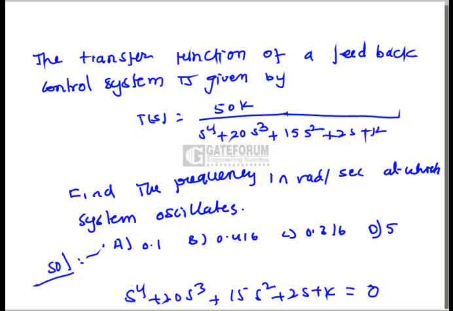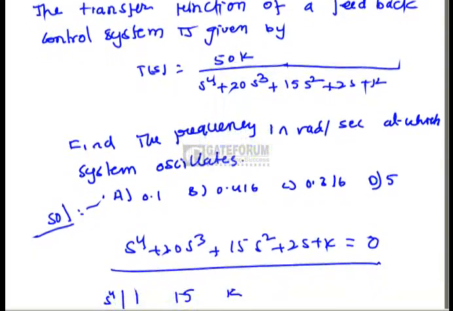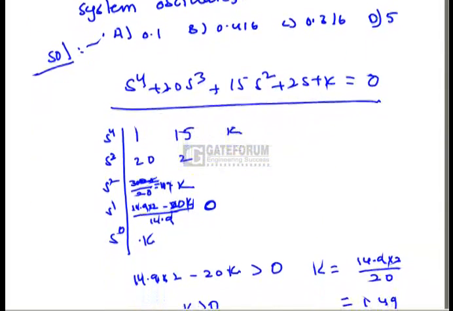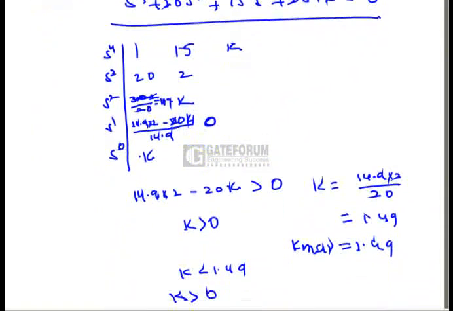So before going to that, first we have to find out the k marginal value. The k marginal value we can find with the help of Routh-Hurwitz criteria. Here I am forming the table for Routh-Hurwitz criteria. If you solve this, I got the k marginal value as 1.49. Here, how to find the k marginal value?